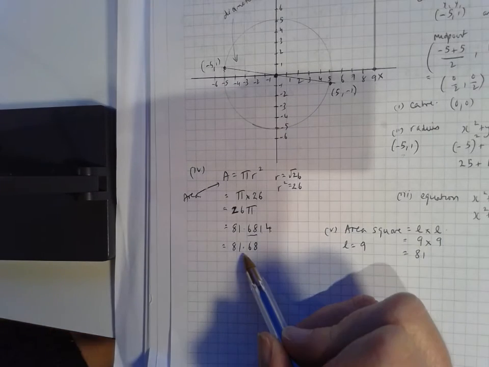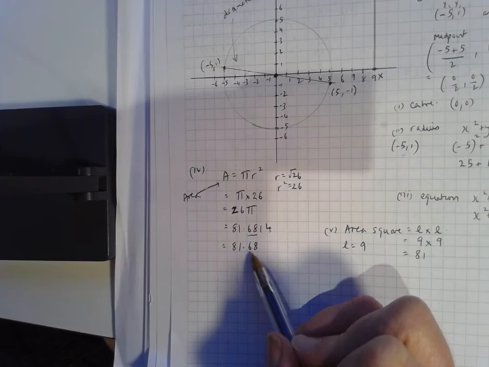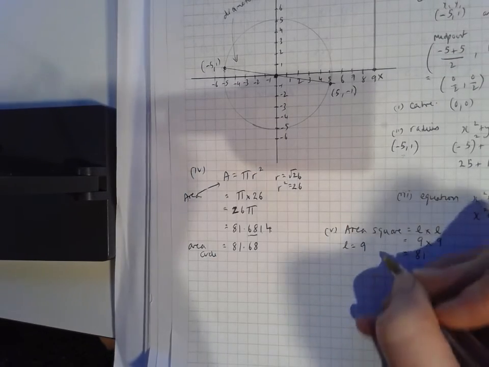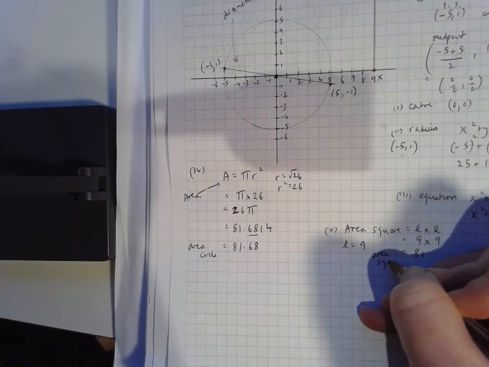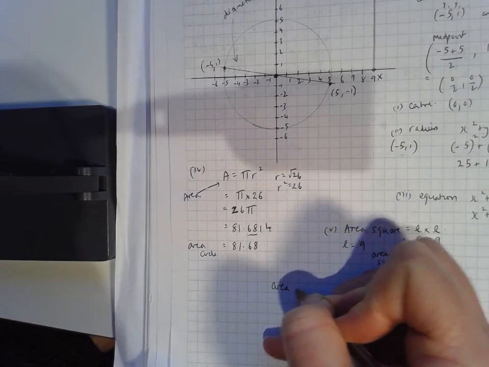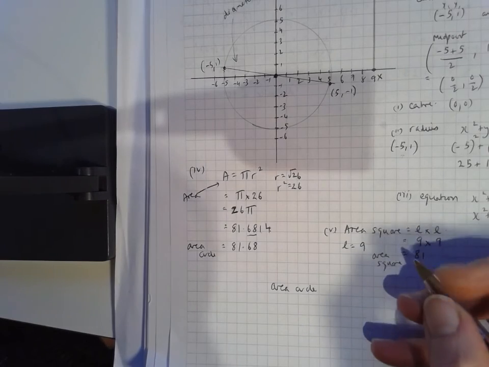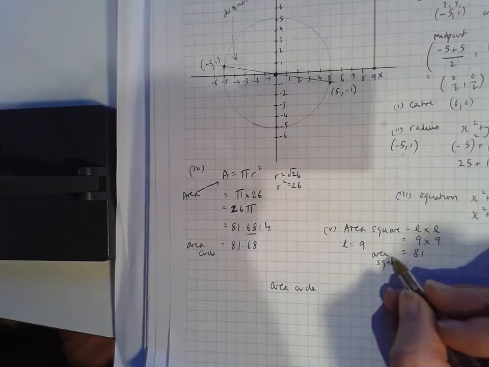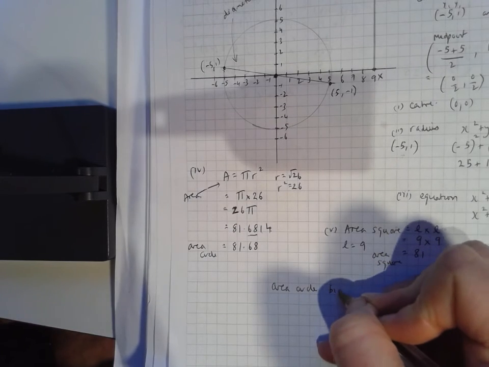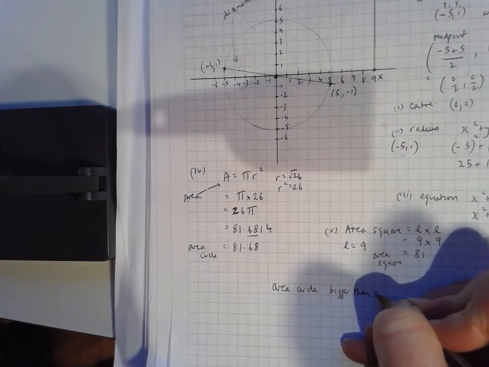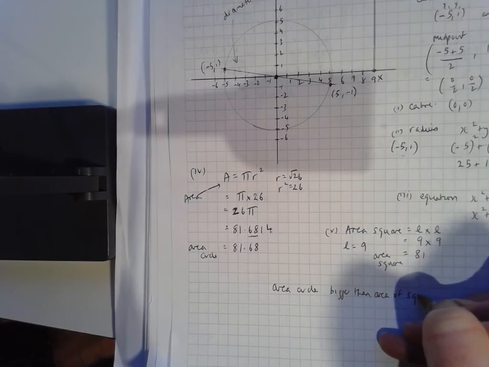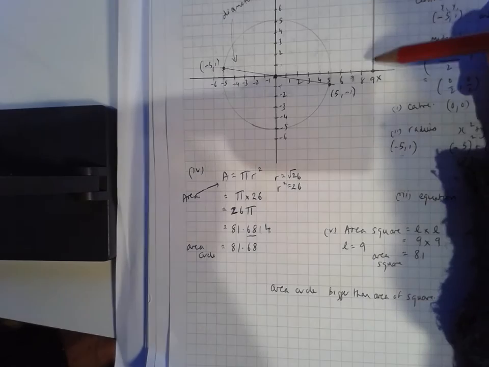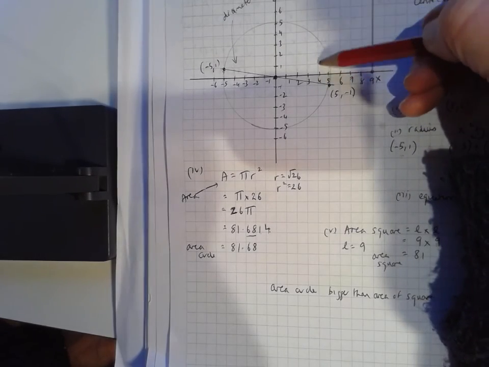We have the area of the circle is 81.68. So the area of the circle is 81.68, which is bigger than the area of the square, which I guess is because it kind of overlaps, doesn't it?